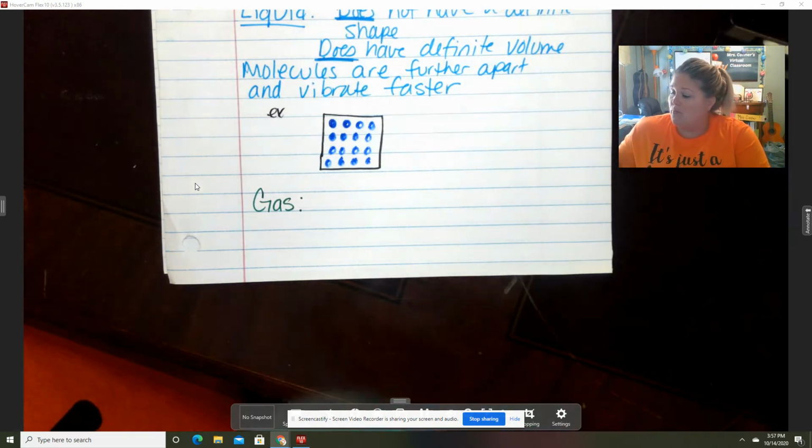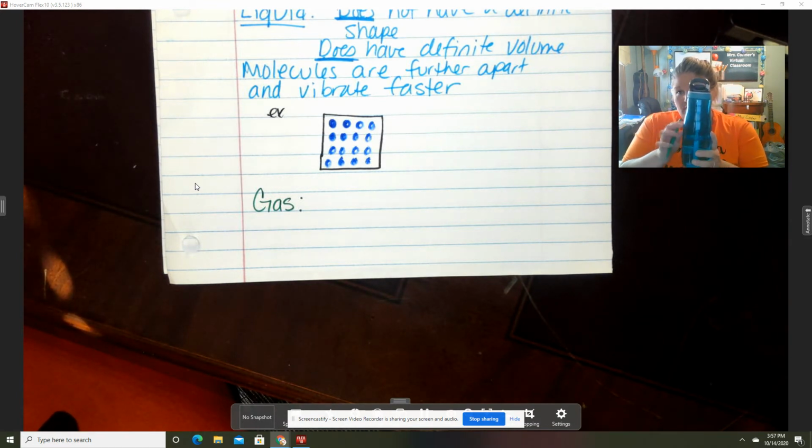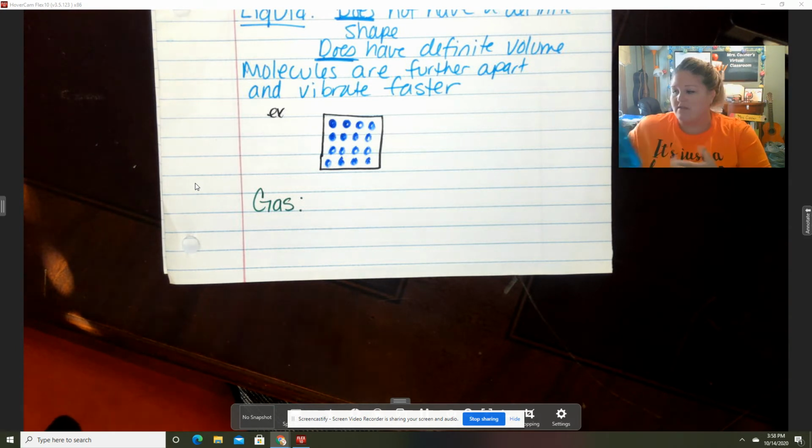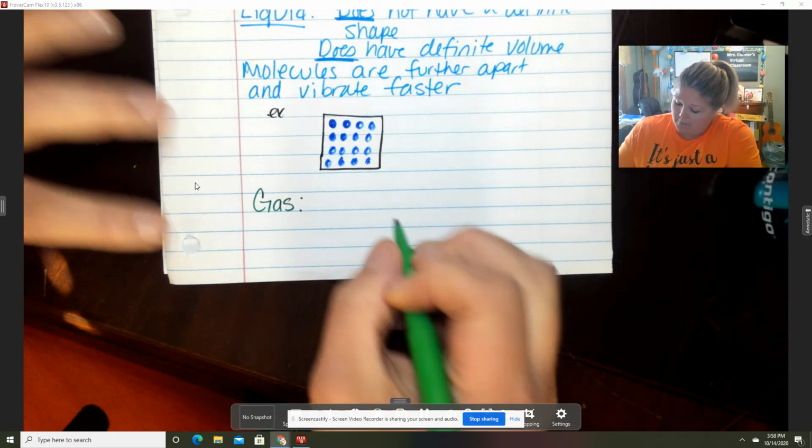Like in here, my water is right here, and the rest of this is filled up with air, oxygen, or gas. As I drink it down, the gas has more space. It doesn't have a definite shape or volume.